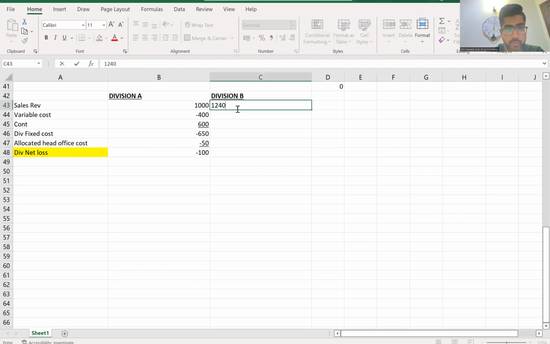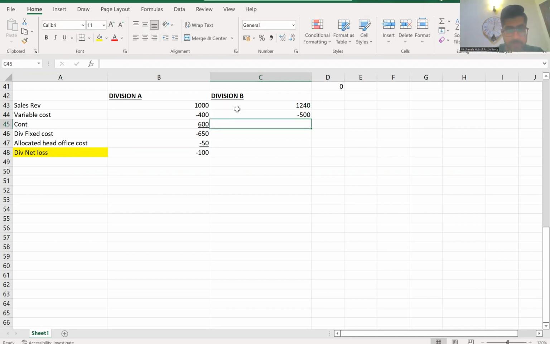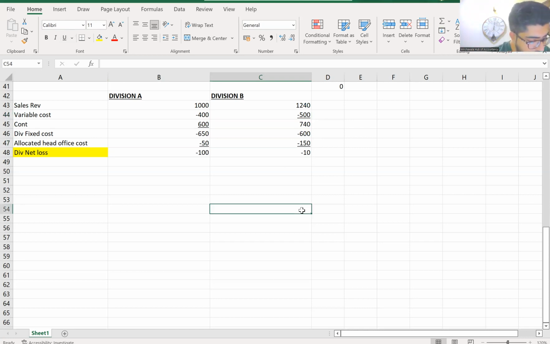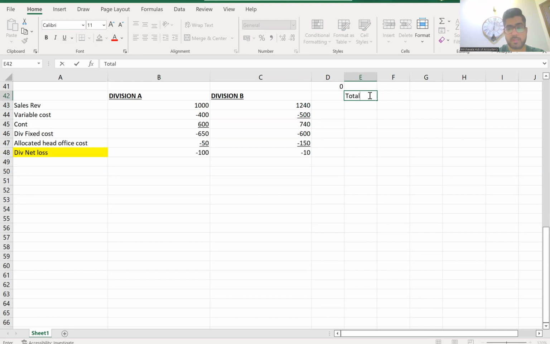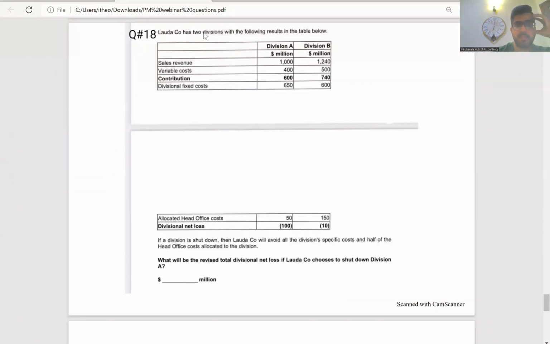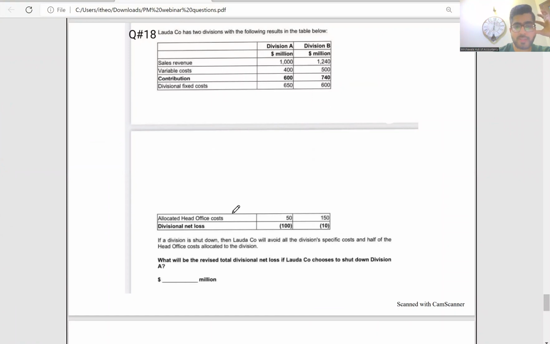Division B: 1,240 revenue, variable cost 500, contribution 740, divisional fixed cost 600, head office cost 150, net loss negative 10. That means the total divisional loss at the moment is negative 110. 100 is here, 10 here. The total divisional loss is 110. So LODA has two divisions, A and B. I wrote the revenue, variable cost, contribution, divisional fixed cost, head office cost, divisional net loss.